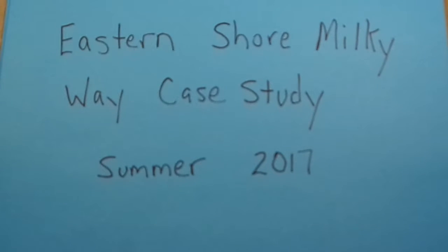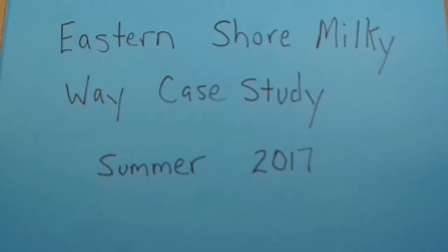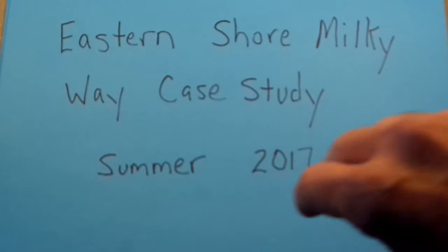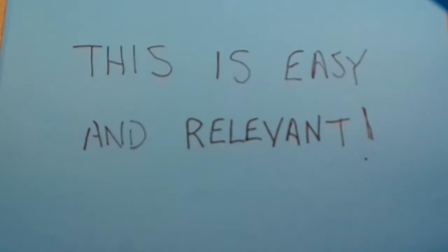Hi, this is a video that talks a little bit about the Eastern Shore Milky Way case study. I know several of you have questions about this. I want to point out that this case study is easy and relevant, so please resist the urge to just throw up your hands. Once you get into it and understand it, it's very simple to do, and I think you'll see with a realistic problem how management accounting works.